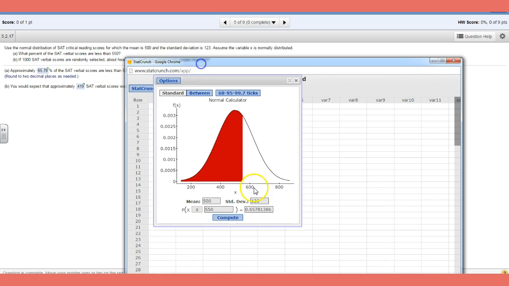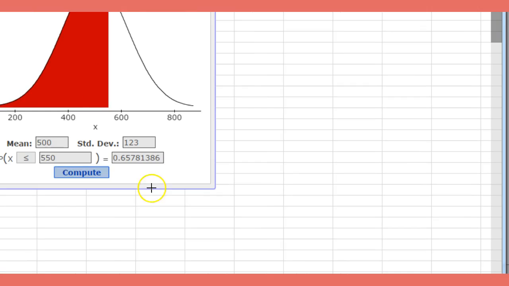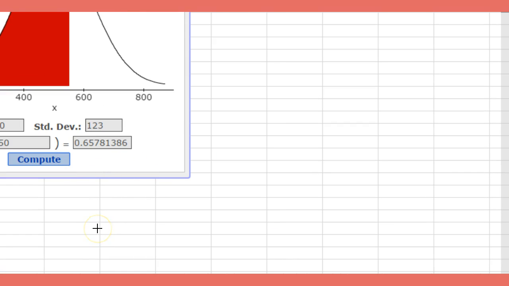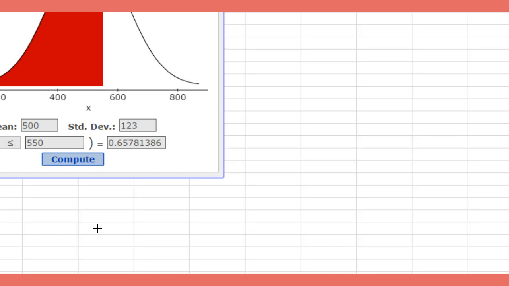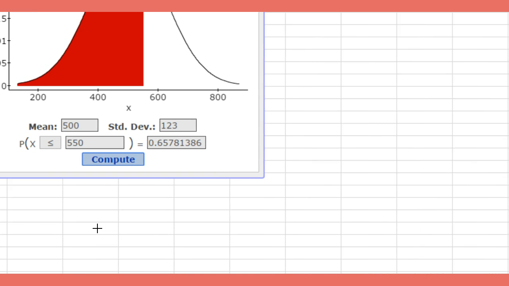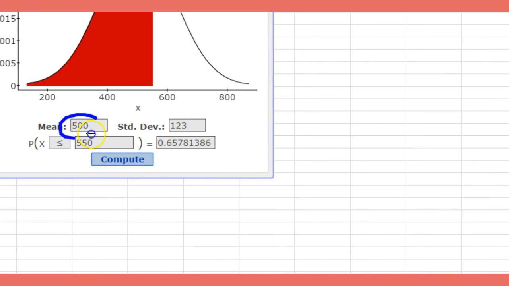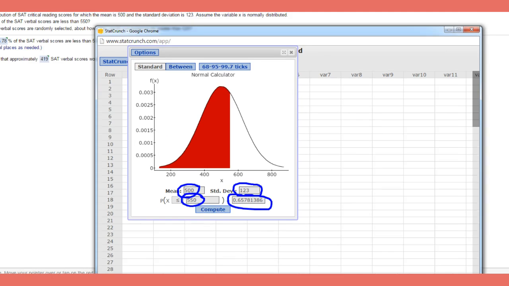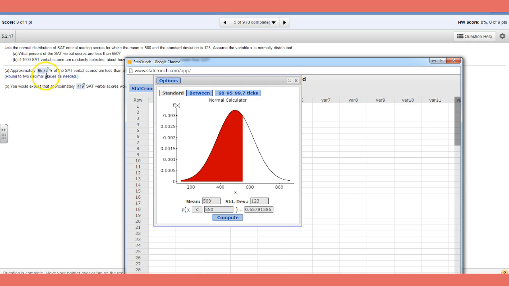And I have 65.78%. So when you zoom in, I have plugged in my mean as 500 and standard deviation as 123, and my area under the curve is 0.6557, and this is what it's supposed to be. I'm trying to find the area for less than 550. So once you do that, you know the area is matched. But the next question is kind of tricky here.